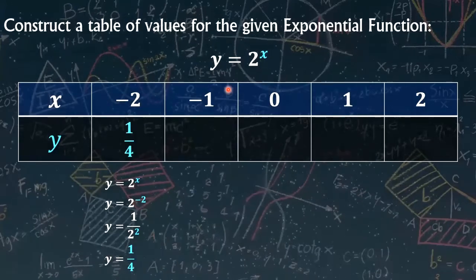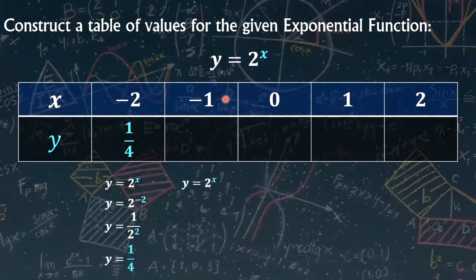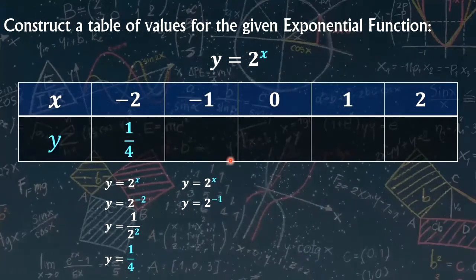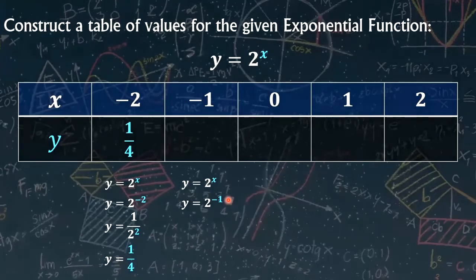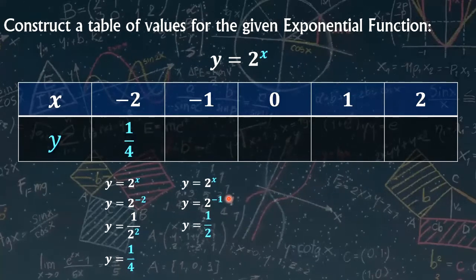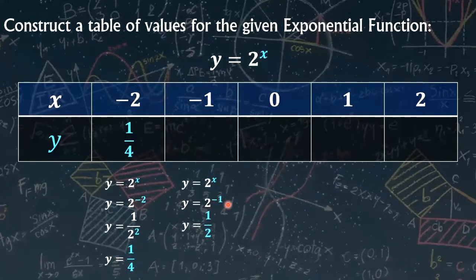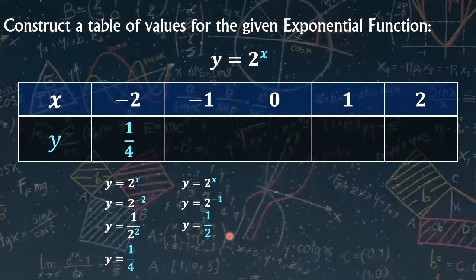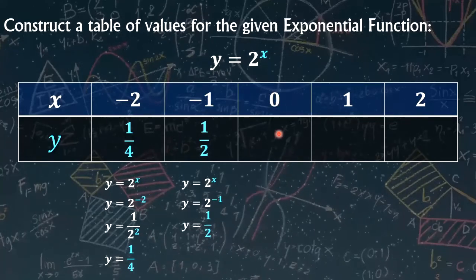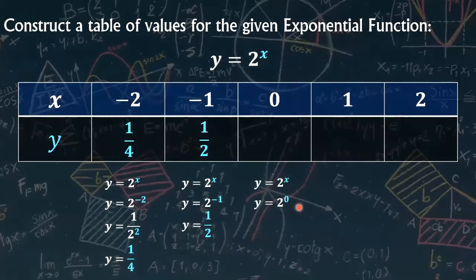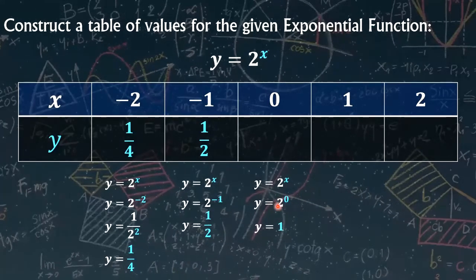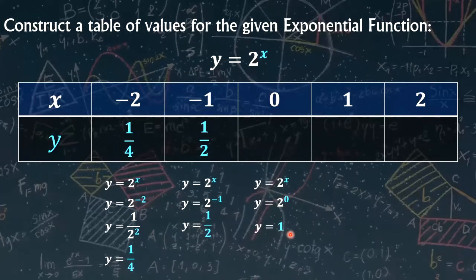When x is -1, same process, substitute -1 to the variable x. Therefore, y is equal to 2 raised to the power of -1. To change this negative exponent to positive, the process is 1 over this expression with a positive exponent. Therefore, when x is -1, our y is 1/2. Now, when x is 0, substitute 0 to x, we have y is equal to 2 raised to the power of 0, and any number raised to the power of 0, the answer is always 1.